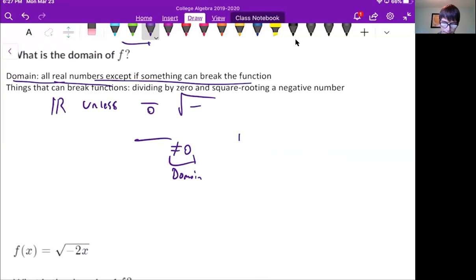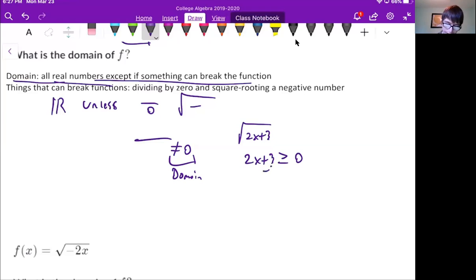If you had the square root of, say, 2x plus 3, which is not what this is, but if it was, you'd say 2x plus 3 has to be greater than or equal to 0, because if it was less than 0, it would break the function and we'd have a problem. So you set 2x plus 3 greater than or equal to 0, and then we solve for x, and that's your domain.